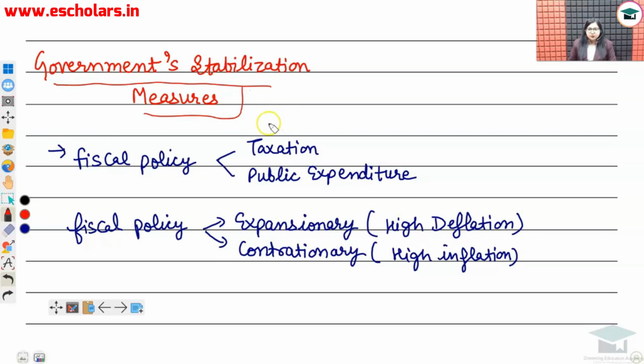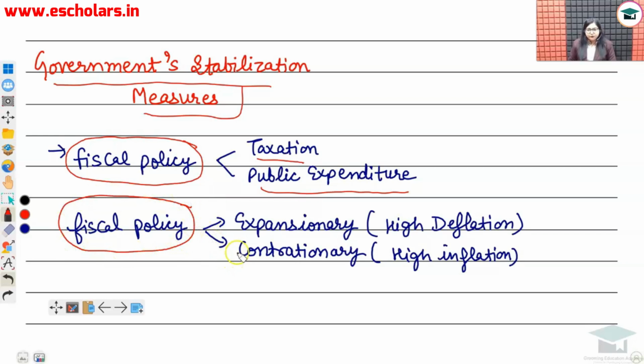See, students, as I told you, the government uses the fiscal policy, or you can say the tools of the fiscal policy, that is taxation and public expenditure, in order to bring stabilization in the economy. Basically, the fiscal policy can be of two forms. One is expansionary fiscal policy and the other one is contractionary fiscal policy. In case of high deflation, the government uses an expansionary fiscal policy, and in case of high inflation, the government uses a contractionary fiscal policy in order to control the high inflation prevailing in the economy.